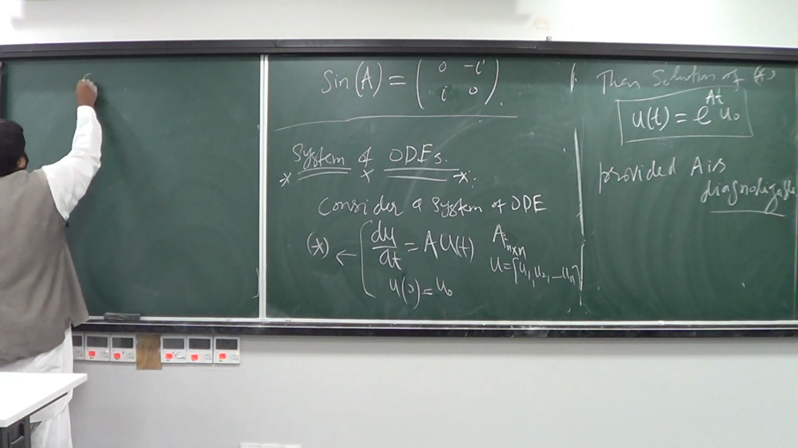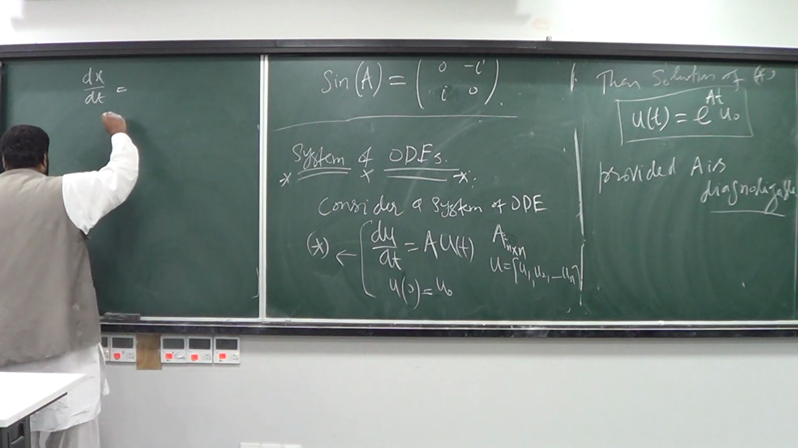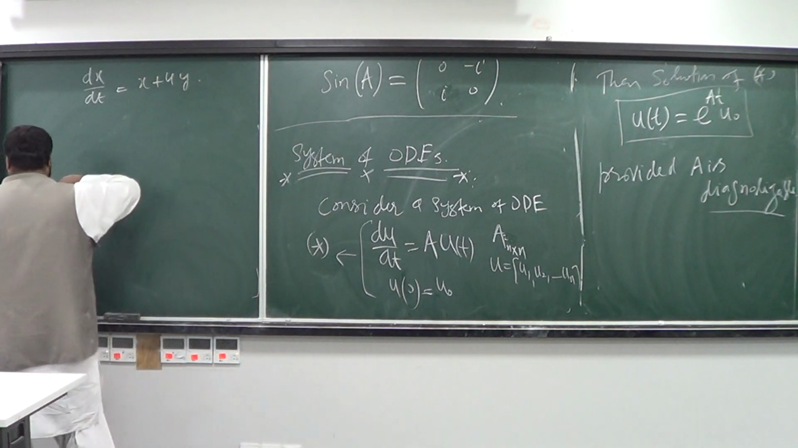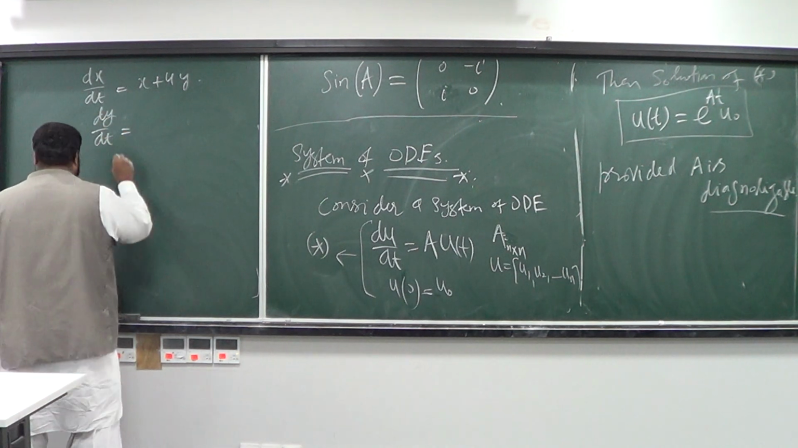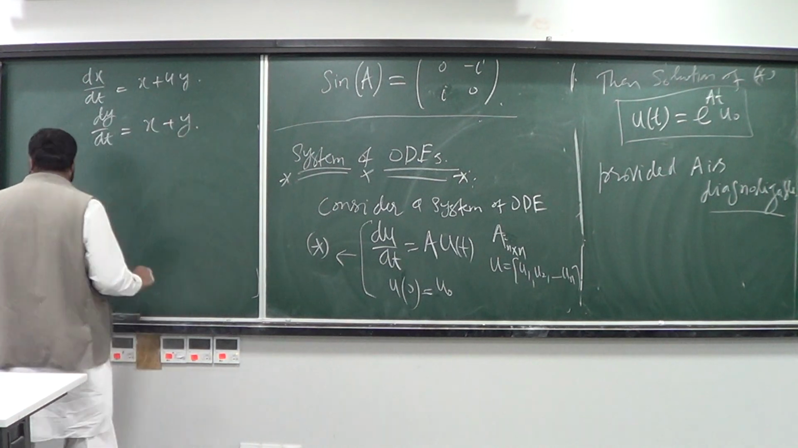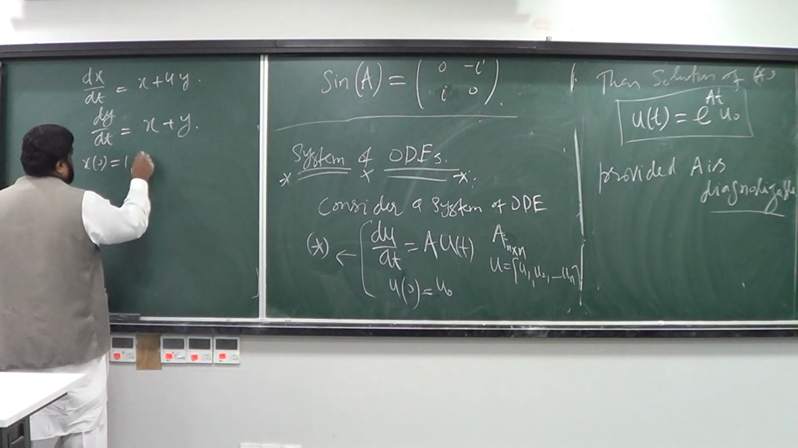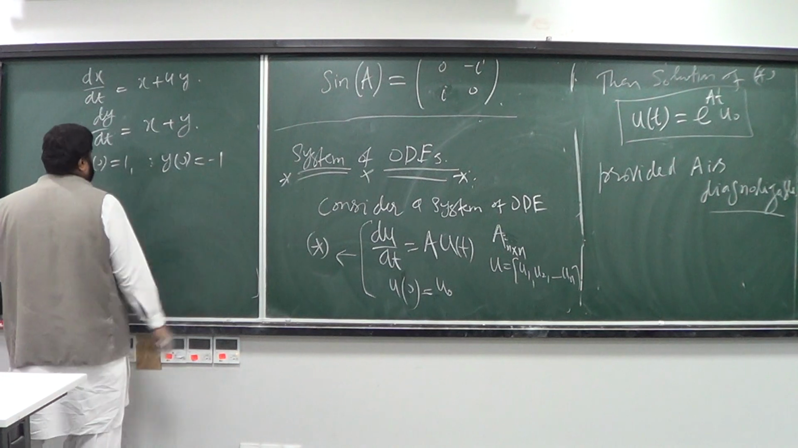So consider a differential equation that goes like dx by dt equals x plus 4y and dy by dt equals x plus y, and imagine I have been given some condition x of 0 equal to 1 and y of 0 equal to -1.